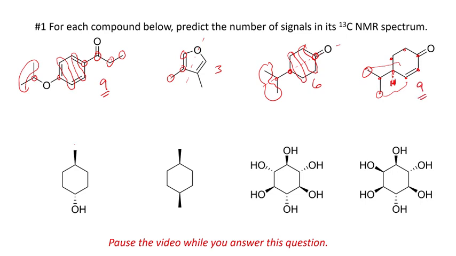Down here, plane of symmetry. That's giving us 1, 2, 3, 4, 5. And in this case, plane of symmetry here, but also a plane of symmetry here. So that means we have the methyl, the tertiary carbon on the ring, and one of the ring CH2s, and that's it.